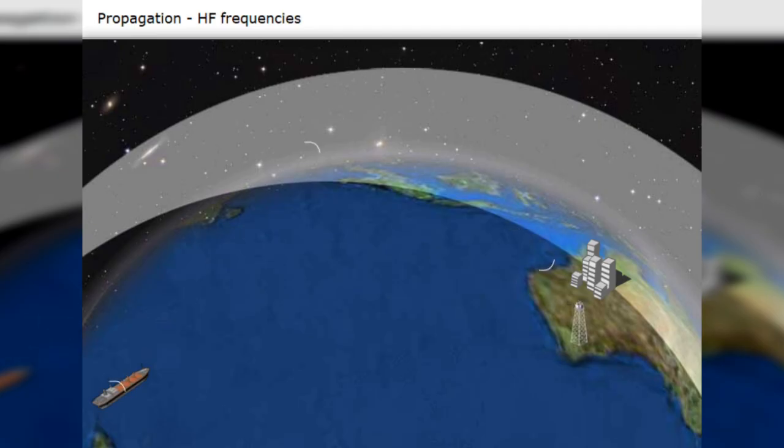Ground wave. The HF radio can also be effectively used for shorter range communications, that is, from 0 to 100 kilometers, if a correct antenna is used to propagate the signal horizontally along the ground.